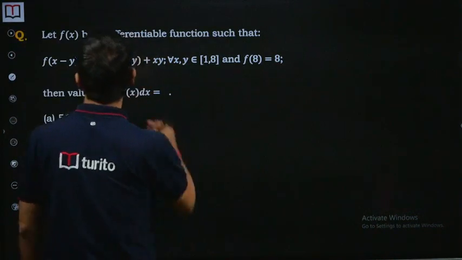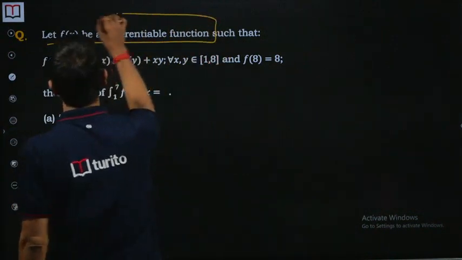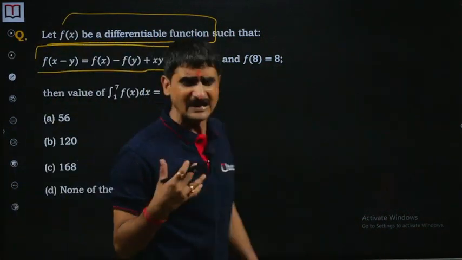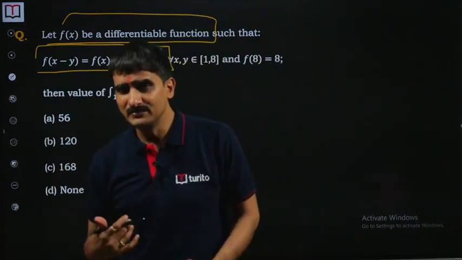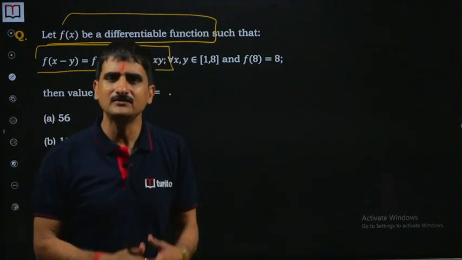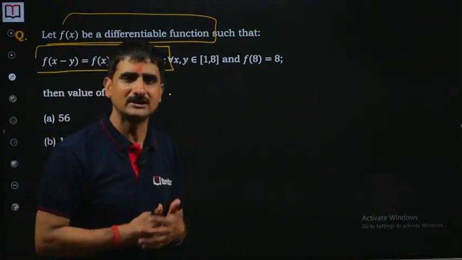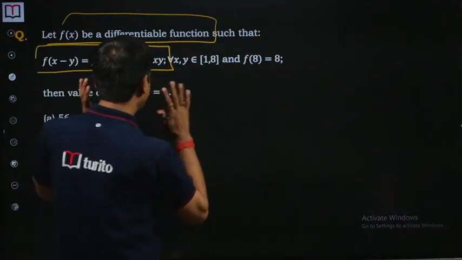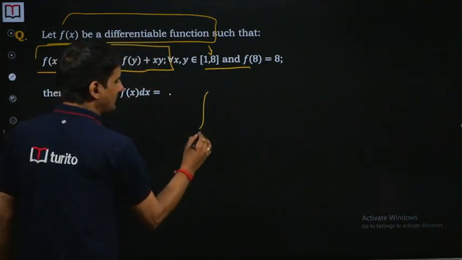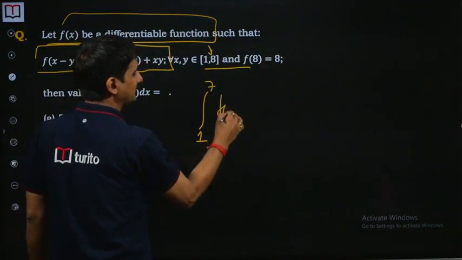Now moving to the next one: f(x) be a differentiable function such that that's the relation. Again, I just thought to frame a question based on a functional relation to use it in an integration. Normally we use it for differentiation or to get the function. Here the purpose of framing this question was to use it here. So then the value of the integral from 1 to 7 of f(x) dx is.